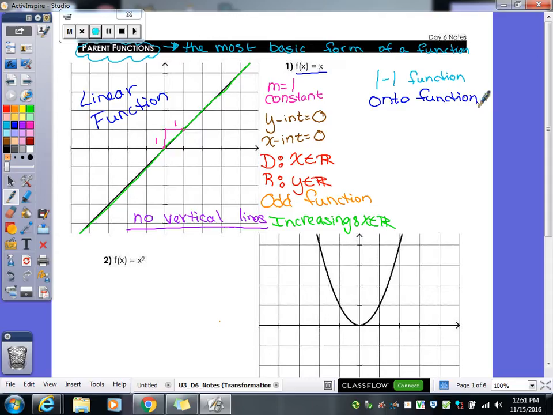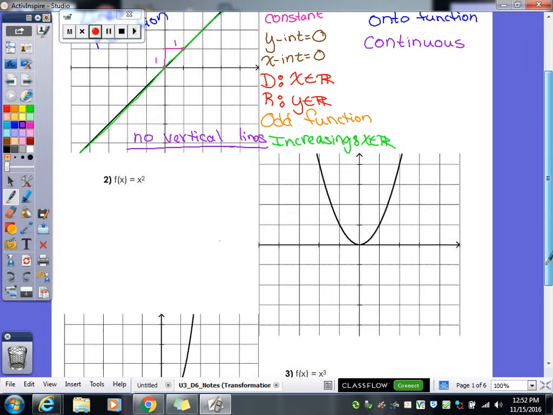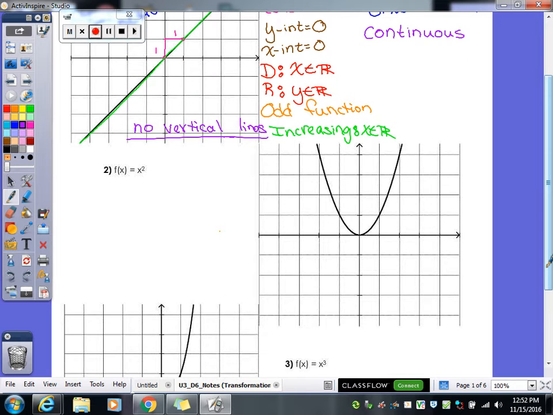And then the other word we learned, or we should have learned, is this is a continuous graph. You can draw this line without picking your pencil up off the paper. It continues throughout the entire graph. There's no breaks in it. All right. Let's take a look at our next one.